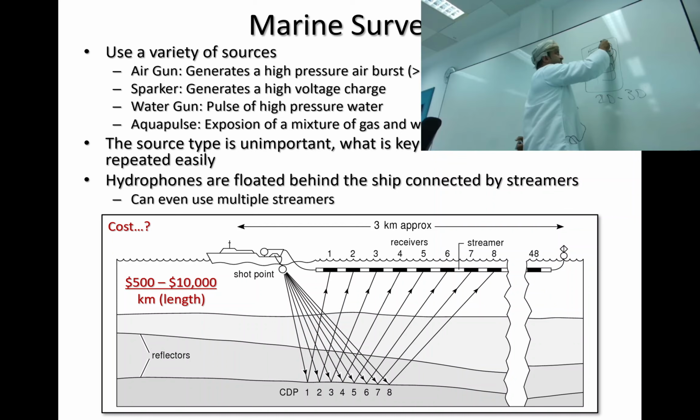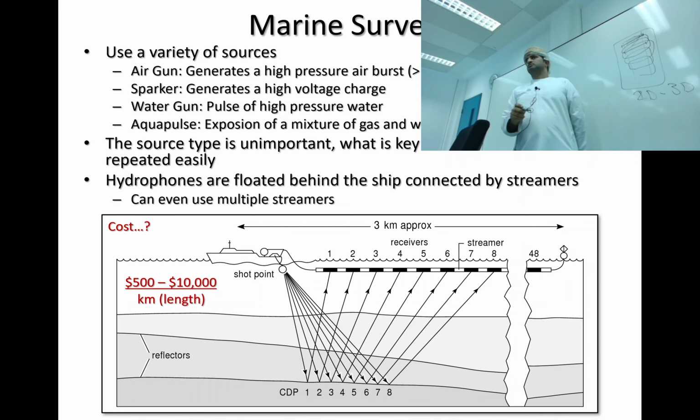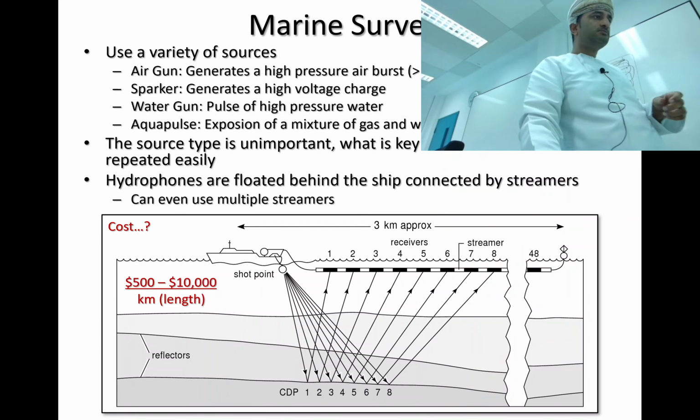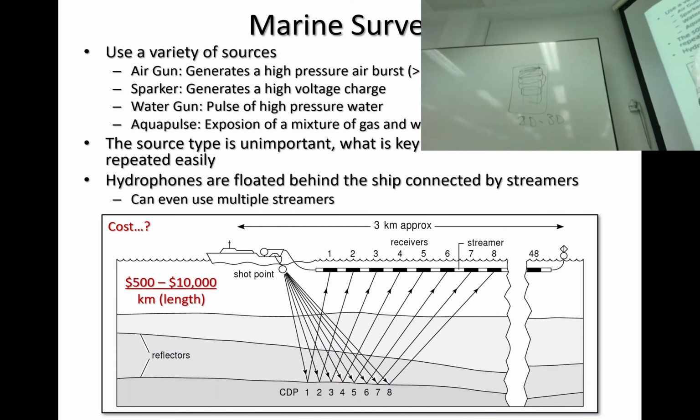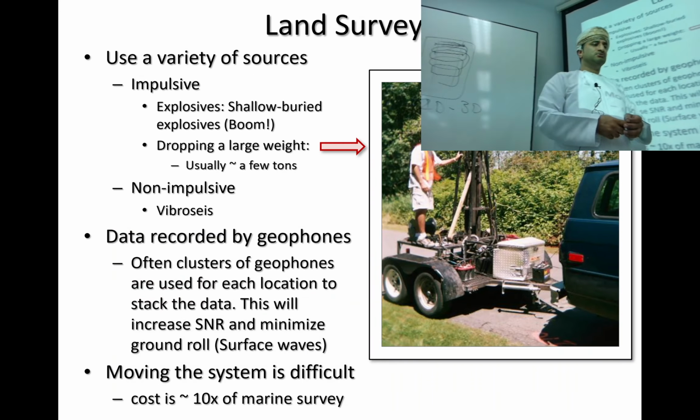I assume that this is the ship. It has behind, let's assume, 4 cable lines. This is the marine acquisition. The land acquisition is more complicated.